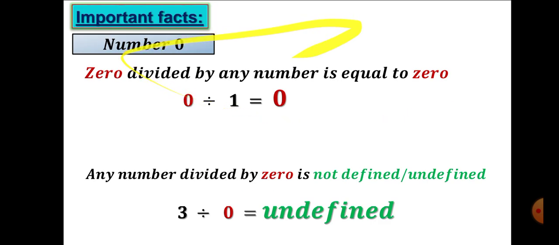Then we have an important fact about number 0. 0 divided by any number equals 0. Like 0 divided by 1 equals 0, 0 divided by 2 equals 0, 0 divided by 1000 equals 0. But any number divided by 0 is undefined or impossible. Like if I divide 3 by 0, that is impossible, that is undefined, that cannot happen. 0 can be divided by any number, so 0 divided by 1 equals 0, but it is not possible that any number can be divided by 0.